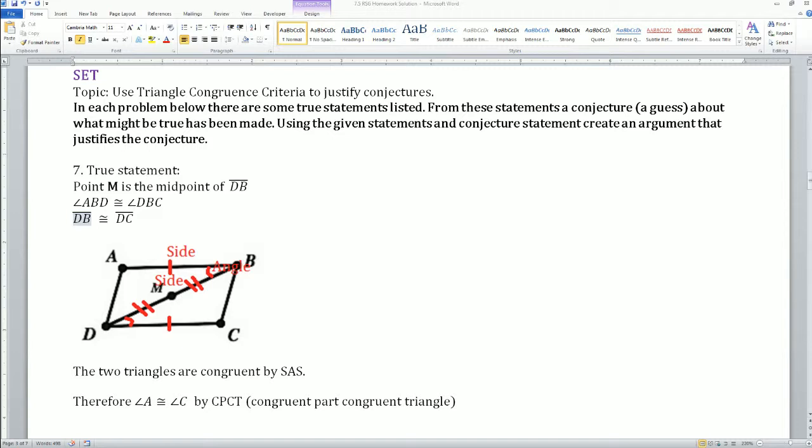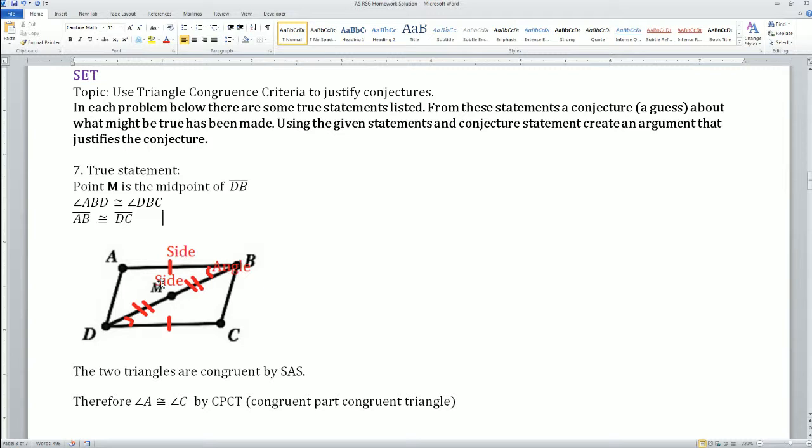Did I type that in wrong? Hold on. DC, what is it? Hold on. This is AB. AB is equal to CD. Yeah, I did type this in wrong. AB is equal to DC. That's how I got that side.